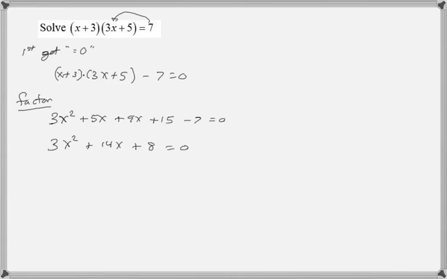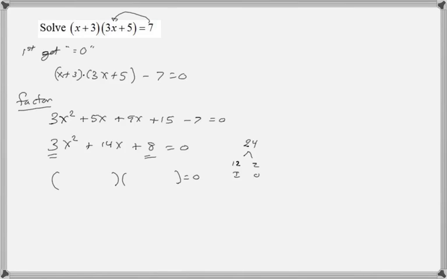The next thing I've got to do to factor this, I'm going to multiply the leading coefficient and the constant term. 3 times 8 is 24. I want to find factors of 24 that add up to 14. Those are 12 and 2. And then those are going to be my inner and outer products from my form when it is factored.